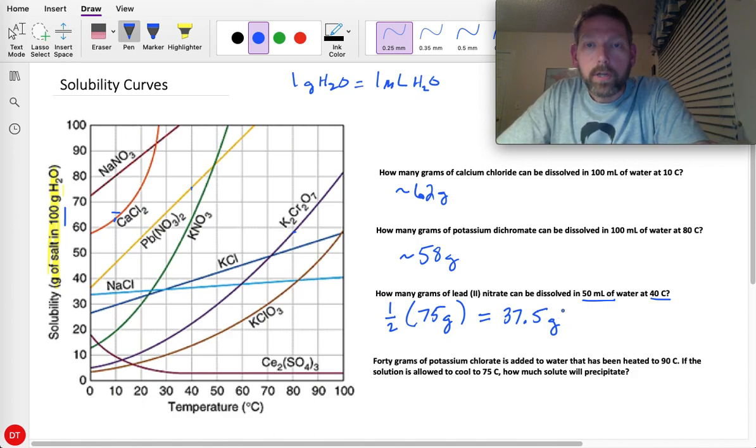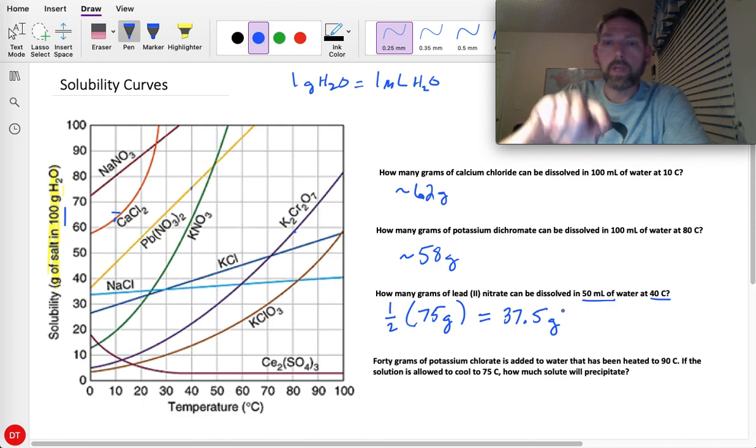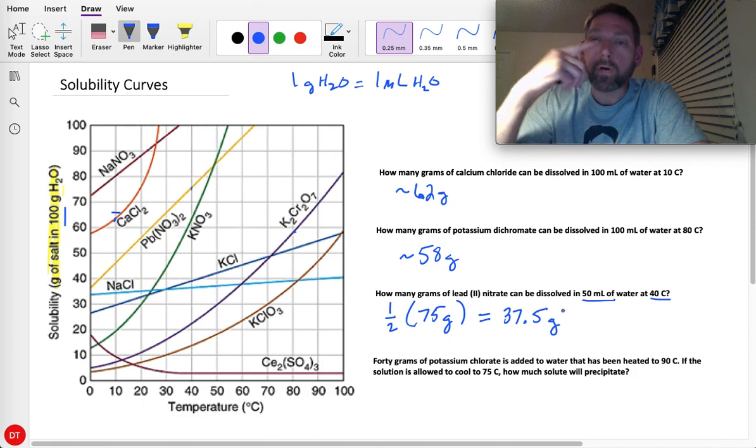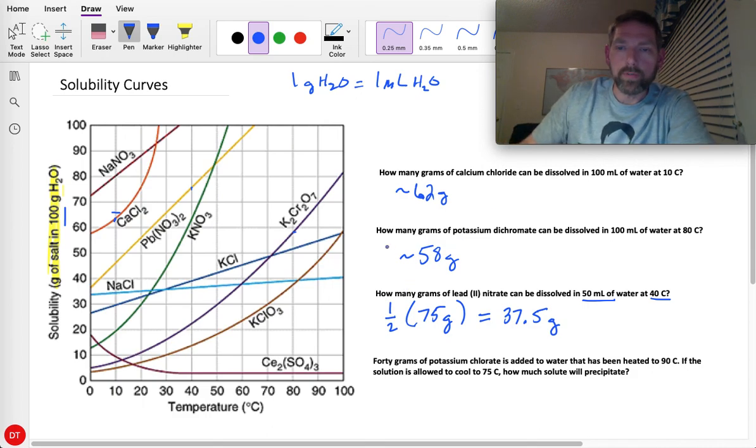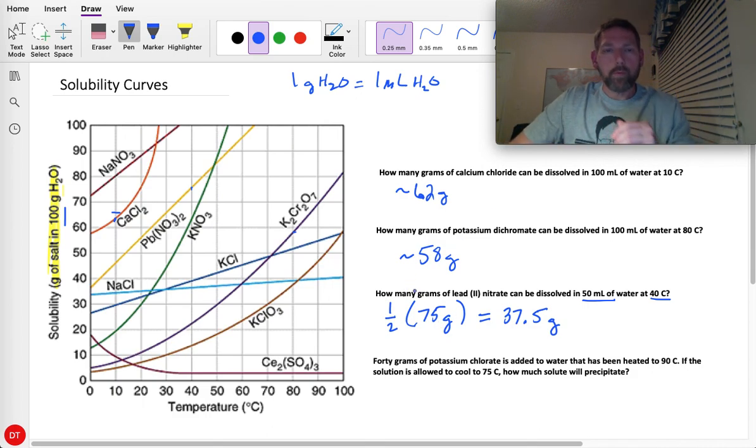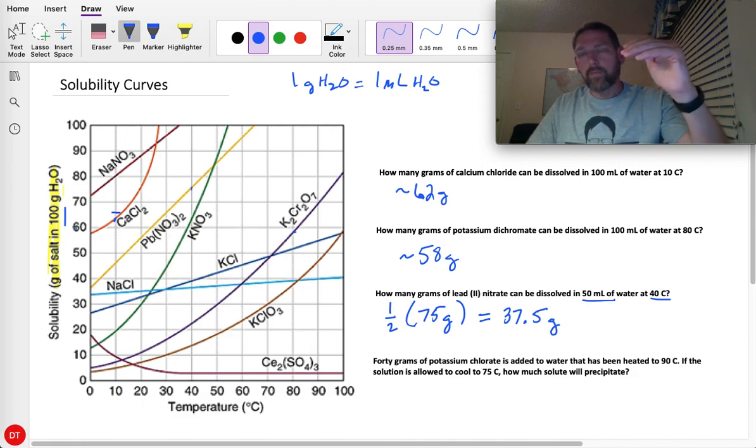37.5 grams. So if this problem said how many grams of lead 2 nitrate can be dissolved in 200 milliliters of water, we went back up here, we would have seen 75, but remember that's 75 grams in 100 milliliters of water. So if we have twice that volume, we would have twice the amount of solute.